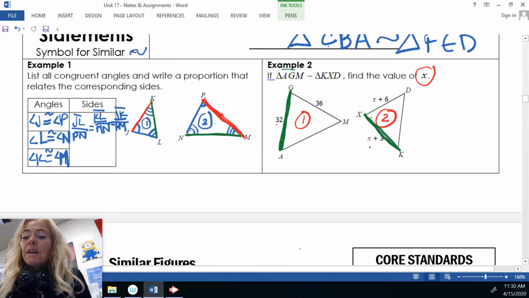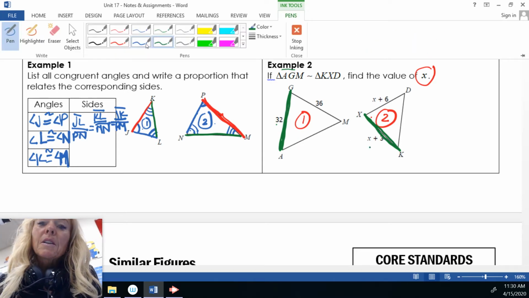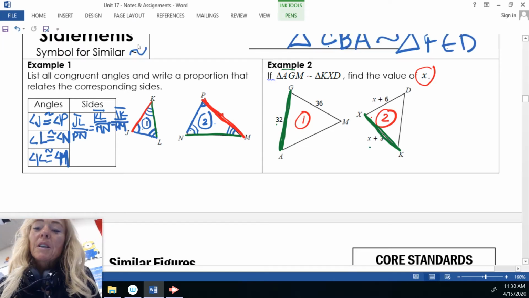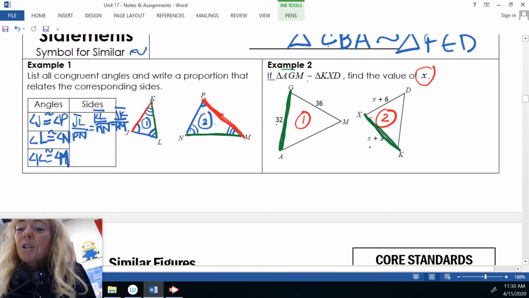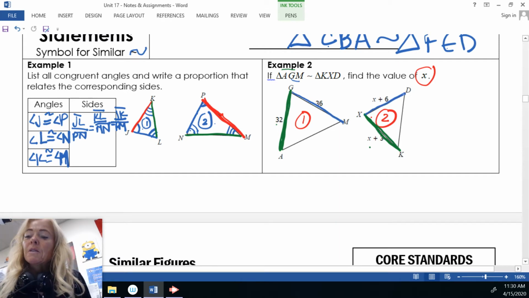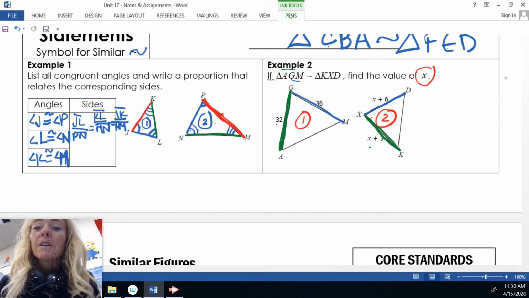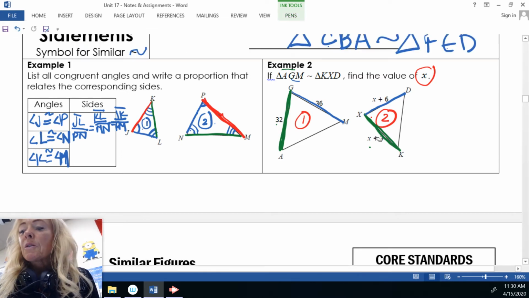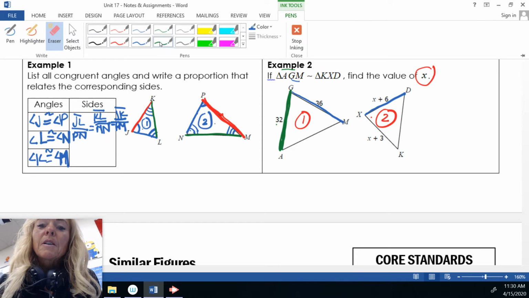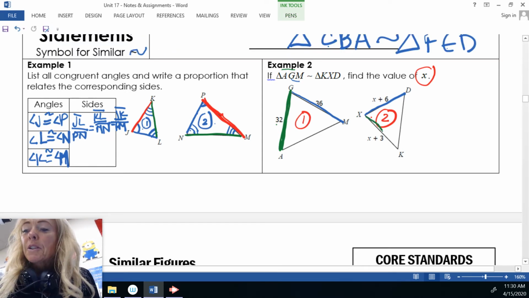So that to that is equal to, and then the other sides that are proportional, we have GM, which is the last two angles of the first triangle, and then XD are the last two angles of the second triangle. So that marks our sides for us very easily, and we can see which sides are corresponding, and that will help us come up with our proportion like we did in 7-1, the first assignment.